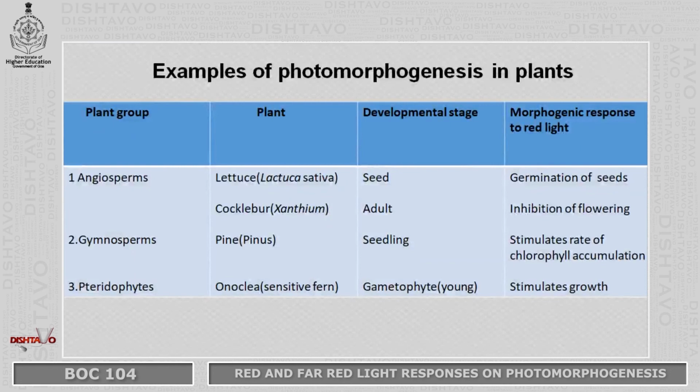These are the examples I have put for you of photomorphogenesis in plants. You can see in the first column the plant group, the second column the plants, the third the developmental stage, and in the fourth column the morphogenic response to red light. So you can see the morphogenic response to red light in the first, angiosperms: in lettuce, that is in germination of seeds; in Xanthium, inhibition of flowering; in the gymnosperm Pinus, it stimulates the rate of chlorophyll accumulation; and in the last one, that is a fern, it stimulates growth.